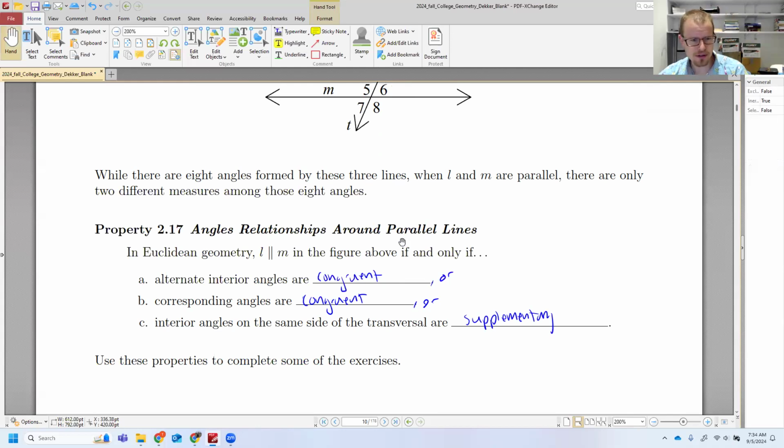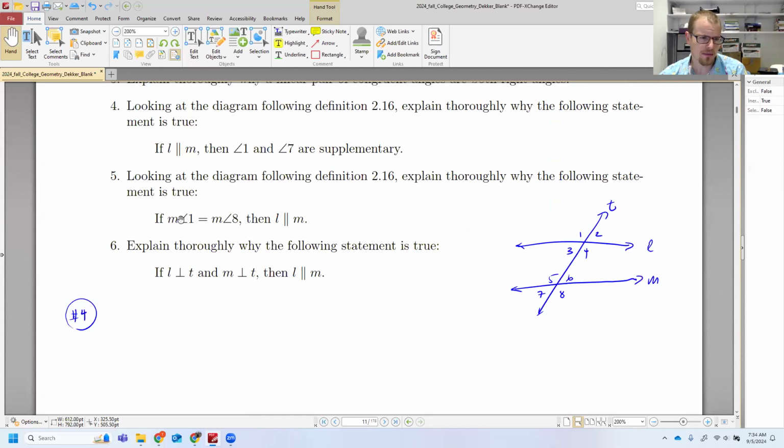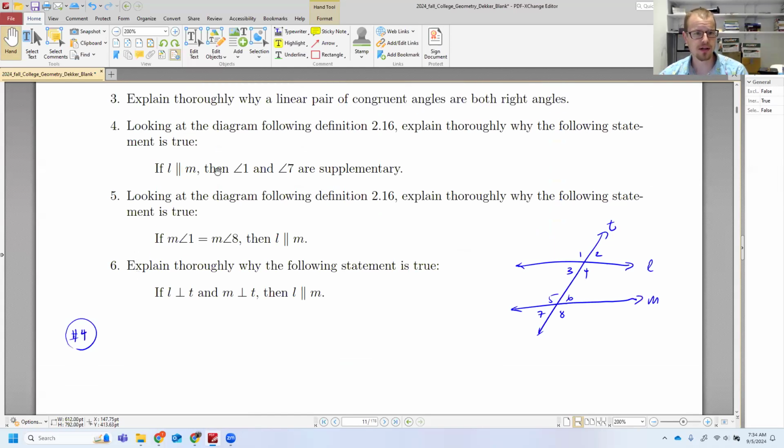Number 5 and number 6 are both homework problems, so let's take a look at number 4. If L and M are parallel, redrawn here for convenience, then 1 and 7 are supplementary. What we have in our property is that the same side interior angles are supplementary. It doesn't give us that the same side exterior angles are supplementary, so that's a little bit interesting.